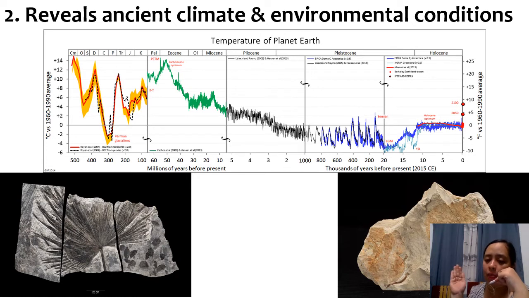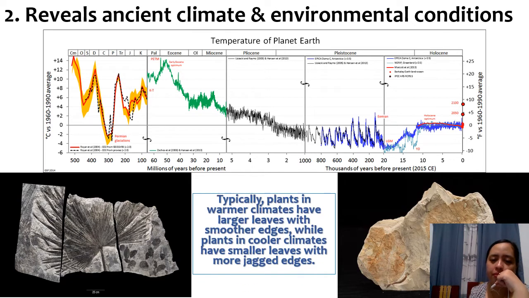And then, yung nagkaroon tayo ng broad o yung matatabang dahon like what we have right now, probably there is now colder temperatures. You can see that on the leaves itself. Now, typically, plants in warmer climates have larger leaves with smoother edges, while plants in cooler climates have smaller leaves with more jagged edges. Alam niyo naman to sa ecology, another adaptation of the organisms, especially on the plants.